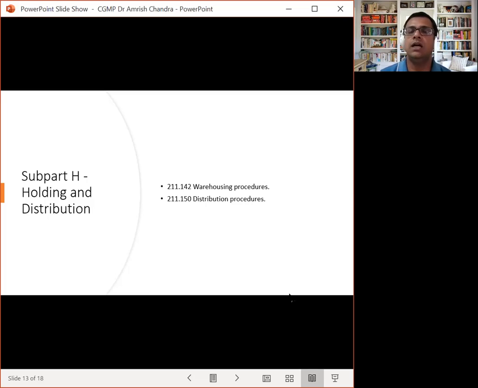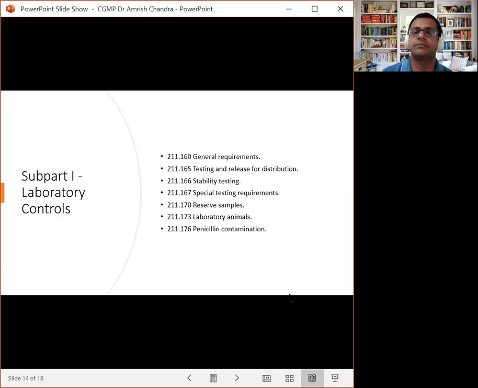Subpart H deals with holding and distribution of the drug and finished products. So finished products, how are they to be warehoused and what are the distribution procedures which are to be followed? Those are subject to Subpart H guidelines.